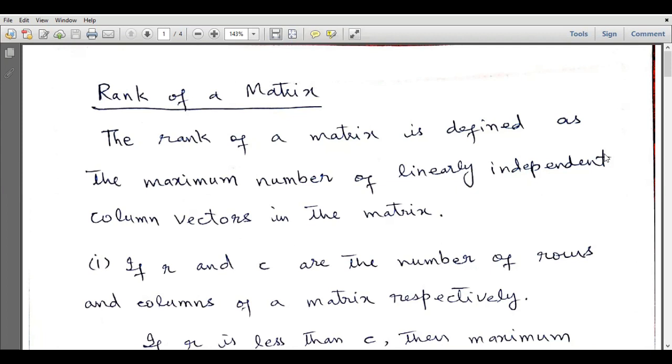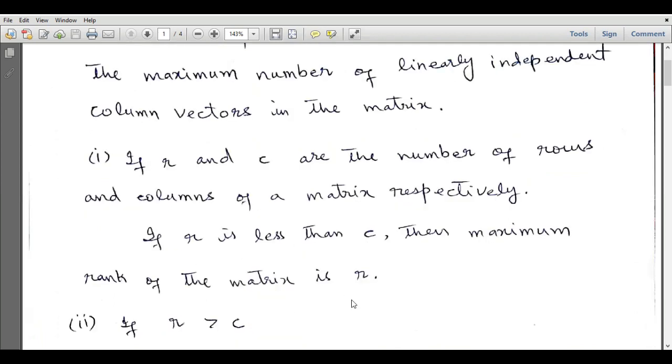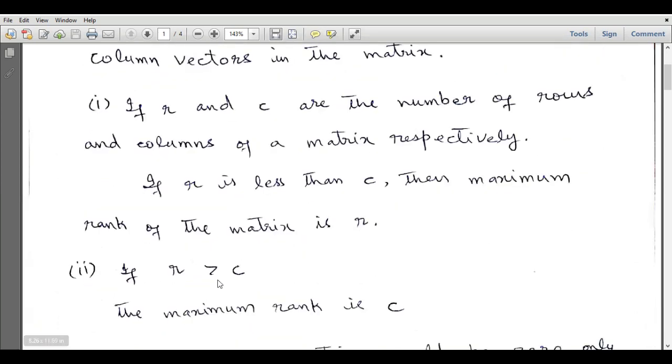In this lecture, I will discuss the rank of a matrix. The rank of a matrix is defined as the maximum number of linearly independent column vectors in the matrix. If a matrix has R number of rows and C number of columns, then if R is less than C, the maximum rank of the matrix is R. Similarly, if R is greater than C, then the maximum rank can be equal to C.